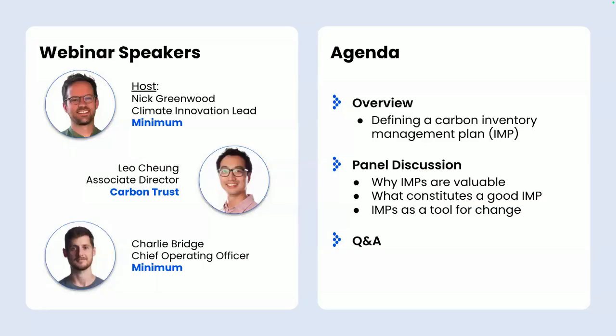We wanted to devote a webinar to this topic because carbon inventory management plans are often a forgotten element of footprinting. You don't hear that much about them, and there's not that much advice available. However, they can be a really useful tool for strategically improving data quality and enabling companies to make better decarbonisation decisions. They can also help you prepare for new GHG Protocol and climate disclosure rules, which have an increasing focus on how footprints have been developed.